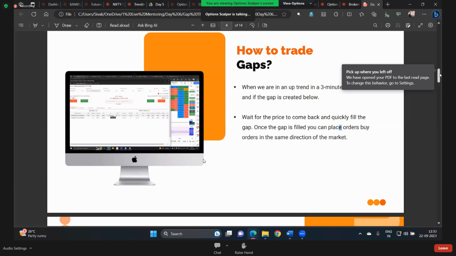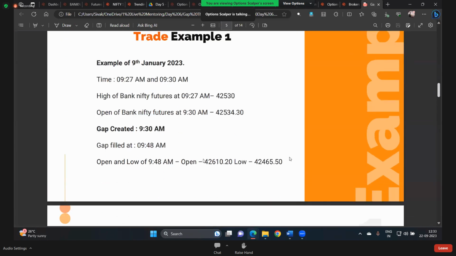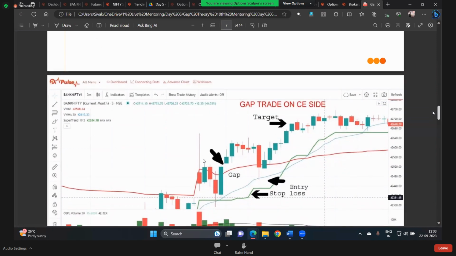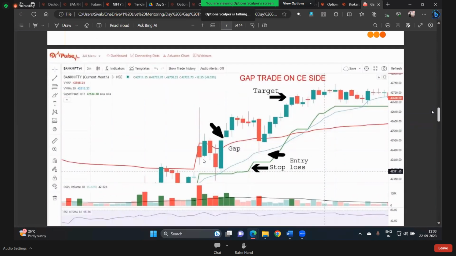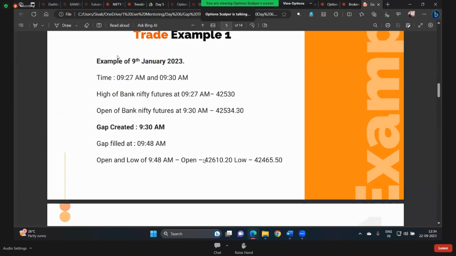Now, I'll show you a few examples of how the gaps are played and how you need to be looking at it. This is on 9th January. There was a minor gap on that particular day. Look at this. It opened between 9:27 and 9:30. The high of that particular candle was 42,530. The low of the previous candle, in futures, was trading at that level. The gap got created at around 9:48. Open is this much, low is this much. I'll show you this.